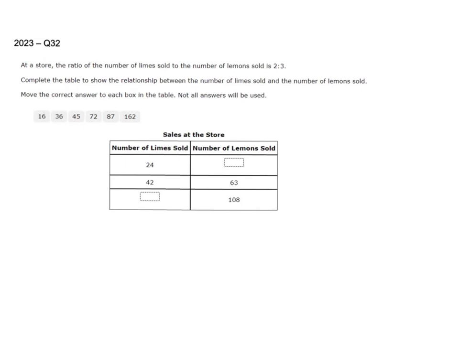At a store, the ratio of number of limes sold to the number of lemons sold is 2 to 3. Complete the table to show the relationship between the number of limes sold and the number of lemons sold. Move the correct answer to each box in the table.